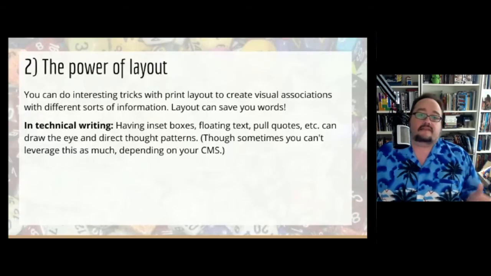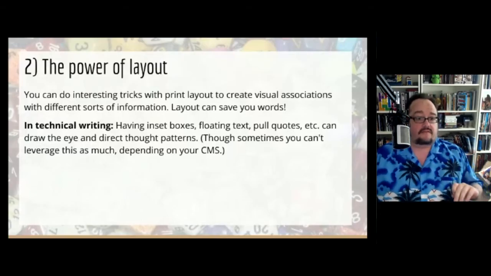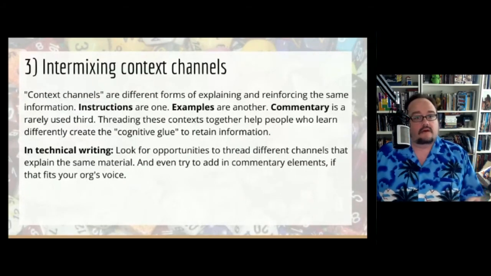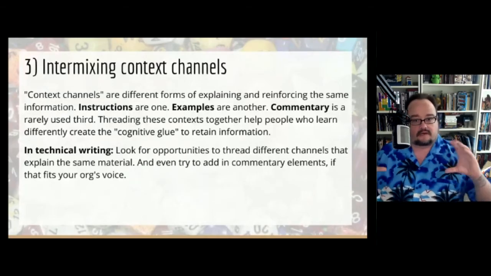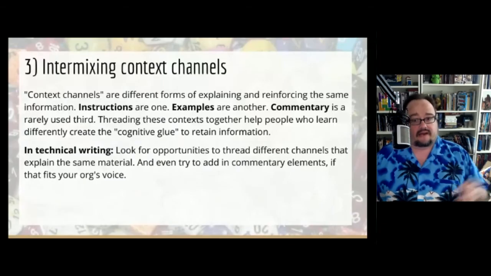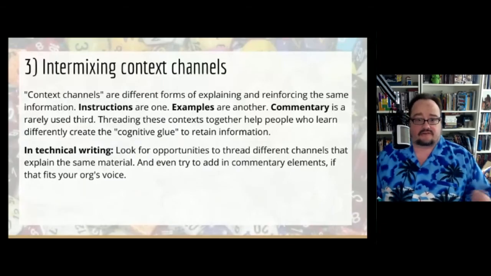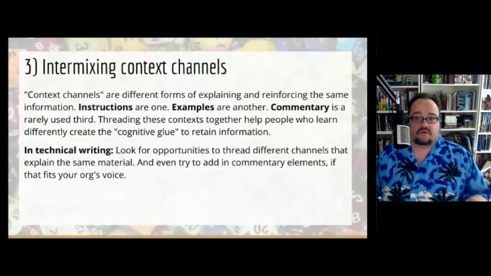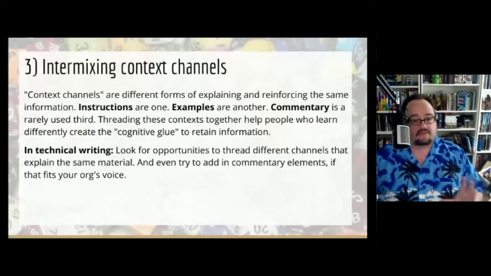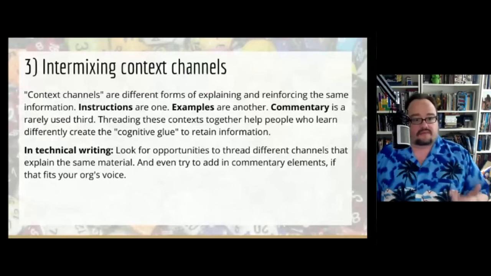Next, related to the second point, is intermixing what I've been calling context channels for about the last decade, which is different ways of describing a concept, whether it's instructions or how to execute the concepts. Examples are showing the concept being executed by essentially fictitious actors. Commentary is when you have copy that then talks about the copy that's been shown. Different forms of context channels, when mixed together, give people the ability to create cognitive glue to retain this information.